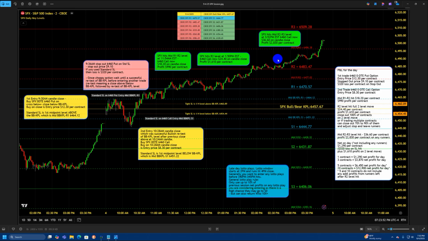If instead this was a bearish play off of R2 and we were looking at price action and we thought it was going to return back down towards the end of the day, then our tight stop loss would be the first quarter level above R2 for that put play for a move back down, and a standard stop loss would be the first midpoint level.